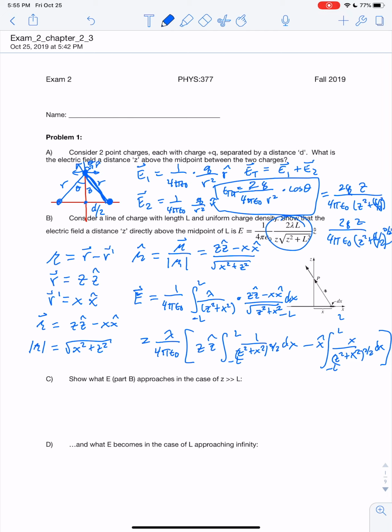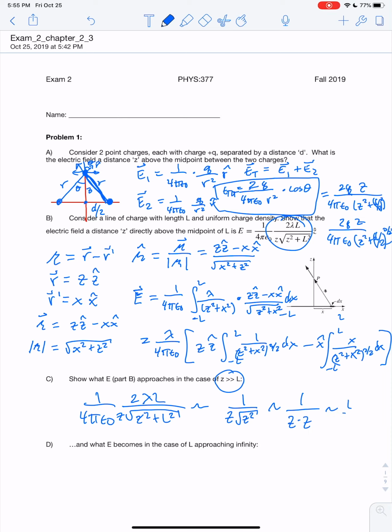Okay, so then what happens is this: we have 1 over 4 pi epsilon naught times 2 lambda L over the square root of z times z squared plus L squared. Okay, what happens when z is much bigger than L? That means z dominates in this term. So this approaches 1 over z times the square root of z squared, because adding L squared to that does nothing. So that approaches 1 over z times z, which is 1 over z squared, which is approximately a point charge.